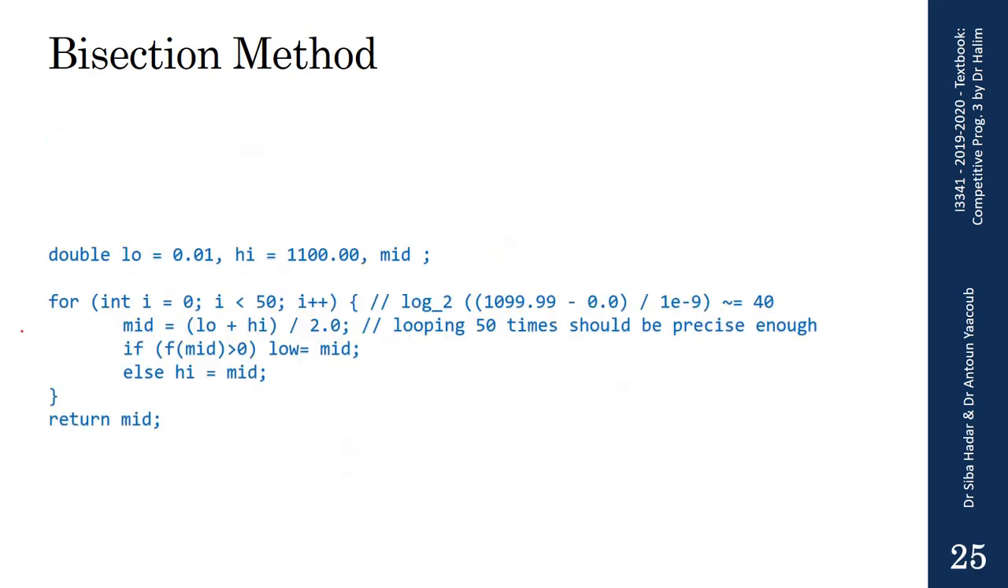So we have a for loop. We need to first calculate the number of iterations, so we take the log base 2 of (b minus a) over epsilon. Here, for example, it's approximately equal to 40, so we will loop till 50. It's 50 times. It's not too much.